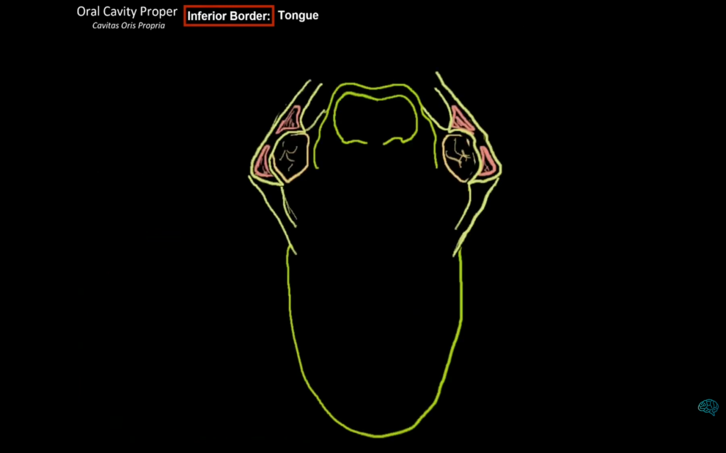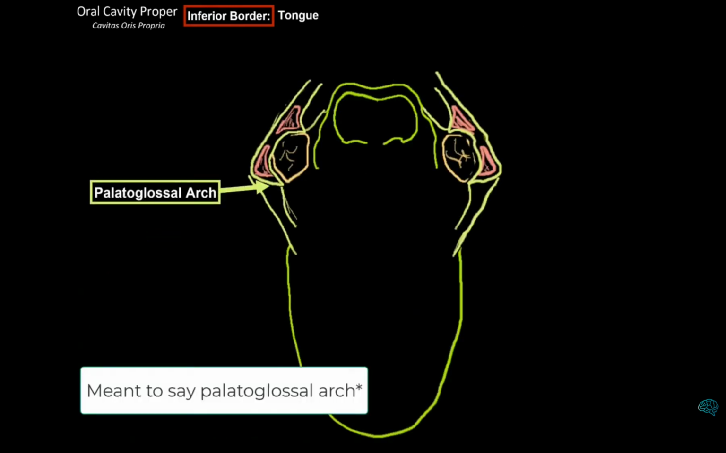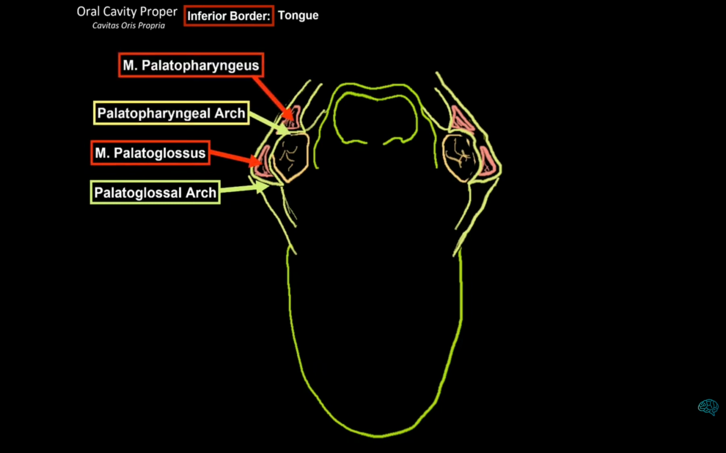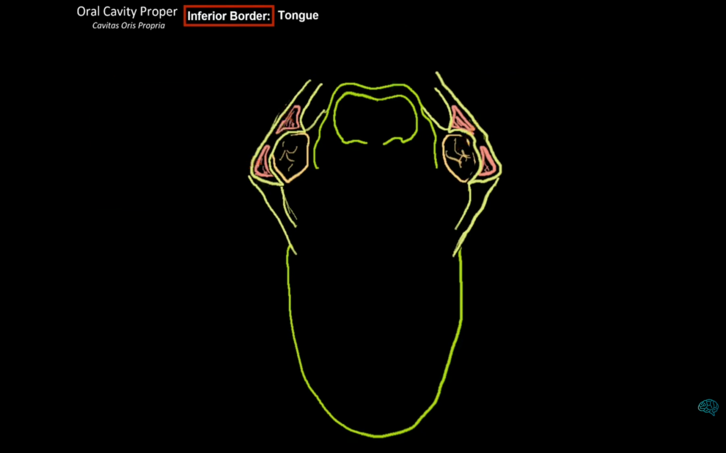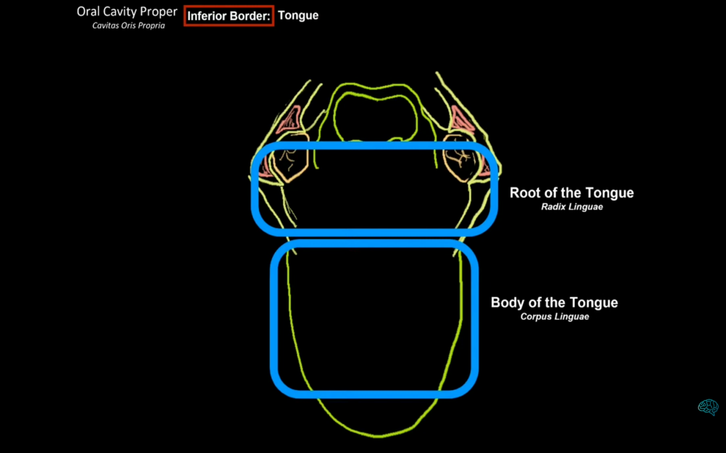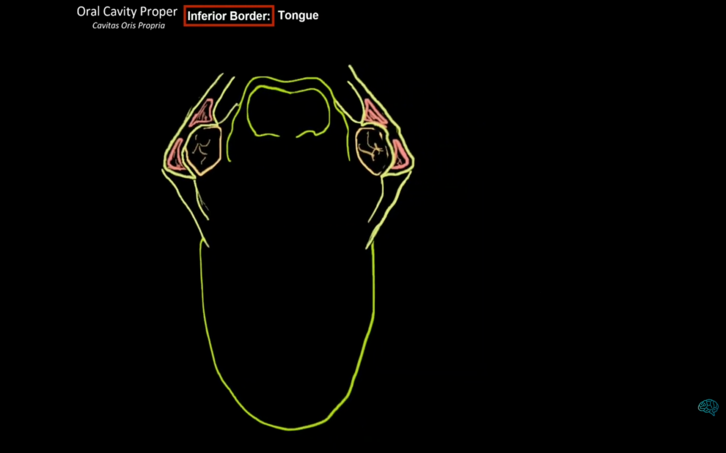Now, just to orientate, here you see the palatoglossal arch containing the palatoglossus muscle, and here you see the palatopharyngeal arch containing the palatopharyngeus muscle. And between them, there's a palatine tonsil, and back here is the epiglottis. So again, the tongue consists of three parts. First, we have the root of the tongue, then there's the body of the tongue, and then there's the apex of the tongue. Now the tongue has some important landmarks.